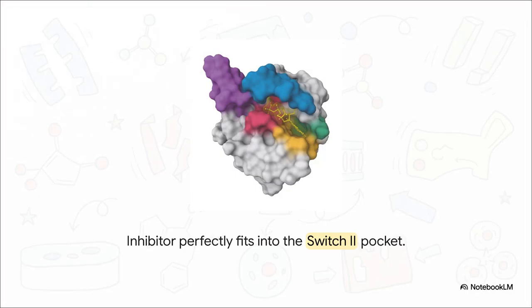Now, what's really interesting about this slide is how these first-generation drugs actually work. The covalent inhibitors slot perfectly right into that newly discovered Switch-2 pocket. Because the G12C mutation replaces a normal amino acid with a highly reactive cysteine, scientists were able to design a drug that forms a permanent, irreversible covalent bond with that specific mutant cysteine.